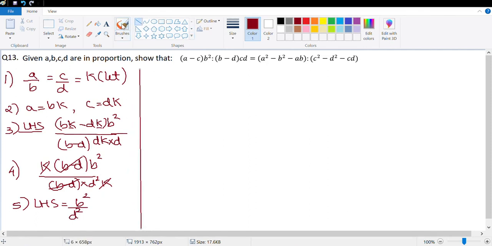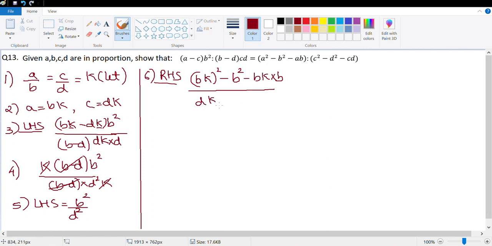We can't do much here from now. Let's look at the right hand side. So right hand side is A square, which means A is BK. So this is BK the whole square minus B square minus AB, which is BK multiplied with B. Yes, that's correct. Divided by C square. C square is DK the whole square minus D square minus CD. C is DK multiplied with D.